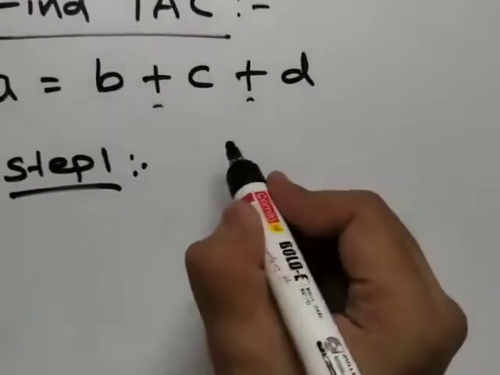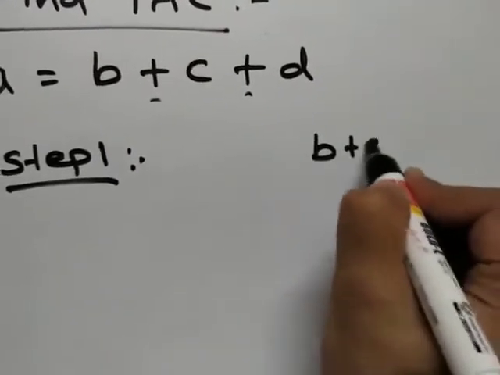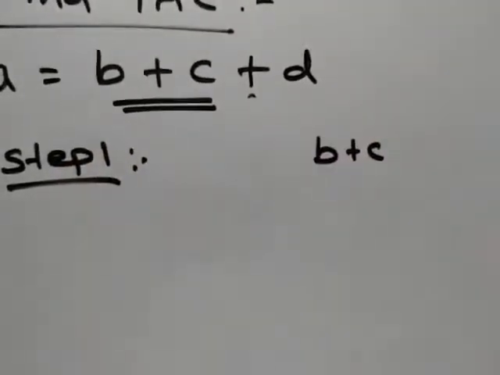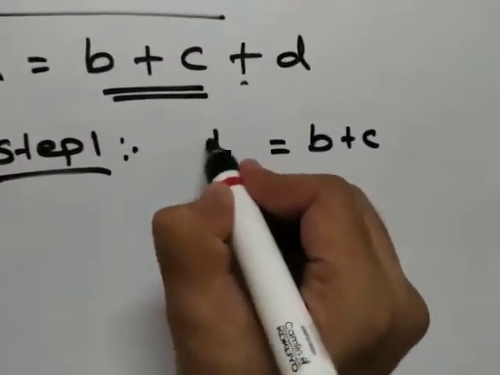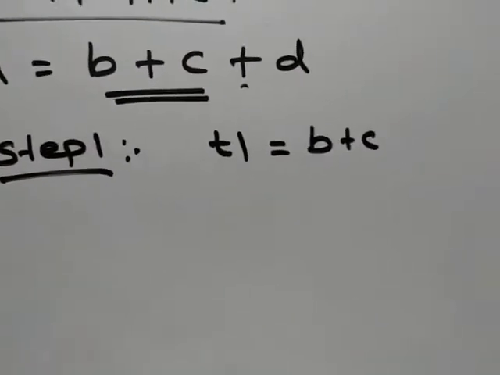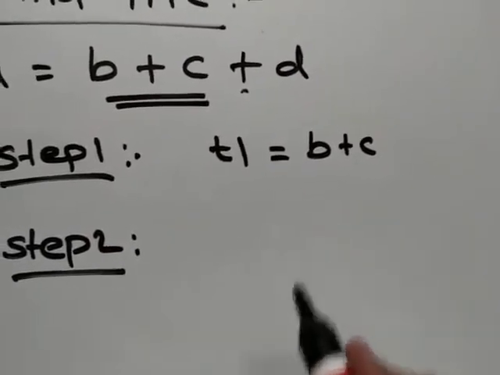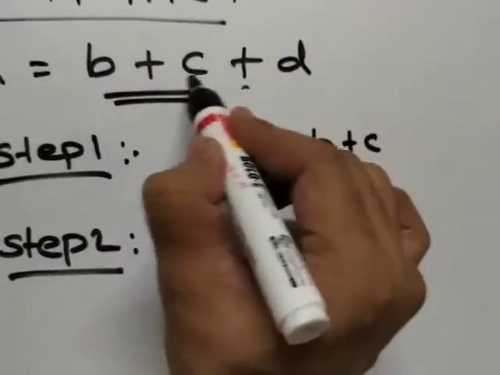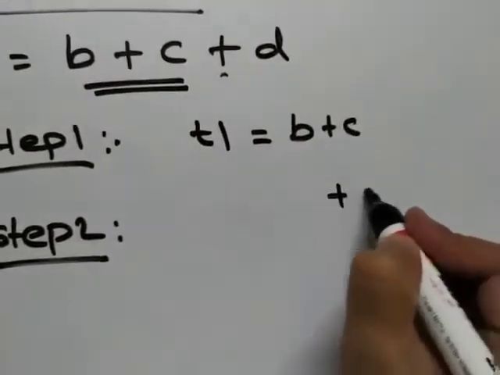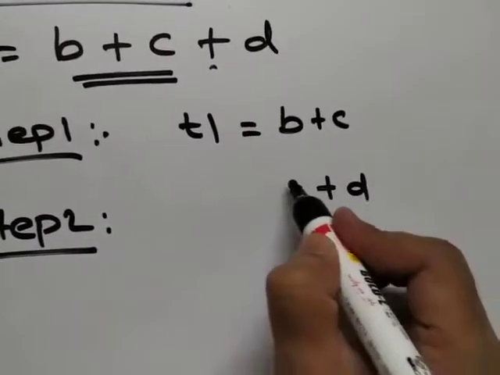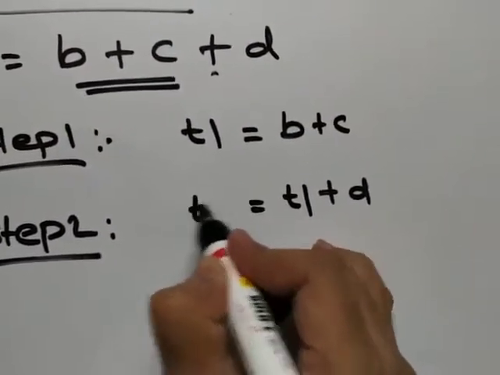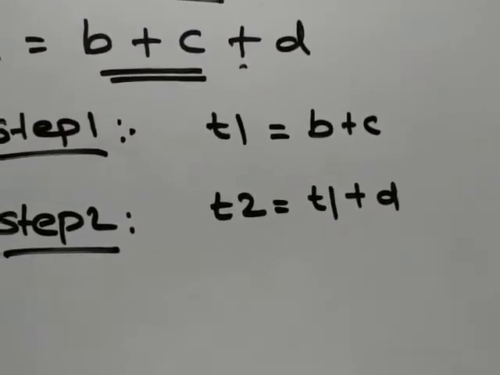So let us say step 1 will be, we will find b + c. This expression will be evaluated first, and we will assign a temp variable t1 to it. So in step 1, the first expression is evaluated. In the second step, b + c is evaluated, and we have to add d to it. So d will be added to t1, and the result of their addition will be stored in t2.